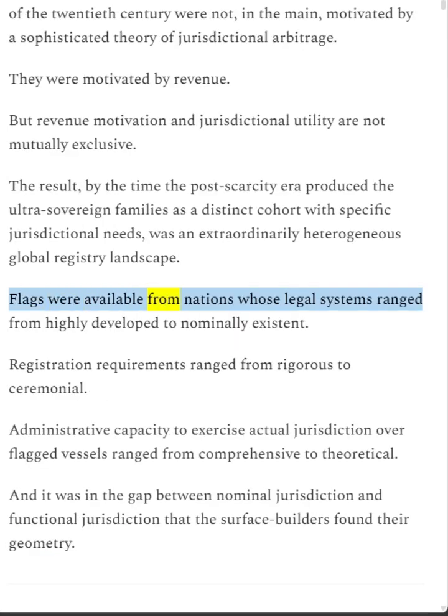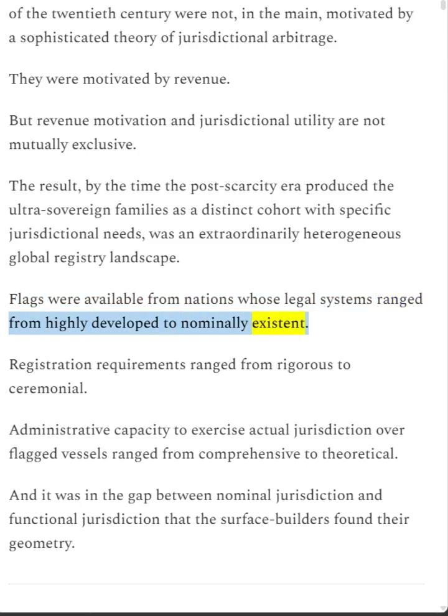Flags were available from nations whose legal systems ranged from highly developed to nominally existent. Registration requirements ranged from rigorous to ceremonial. Administrative capacity to exercise actual jurisdiction over flagged vessels ranged from comprehensive to theoretical. And it was in the gap between nominal jurisdiction and functional jurisdiction that the surface builders found their geometry.